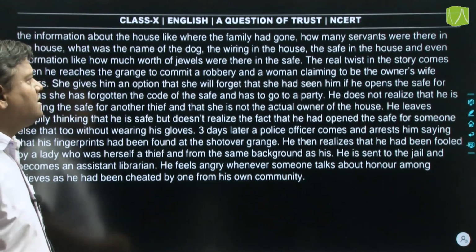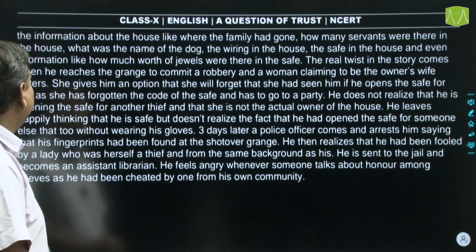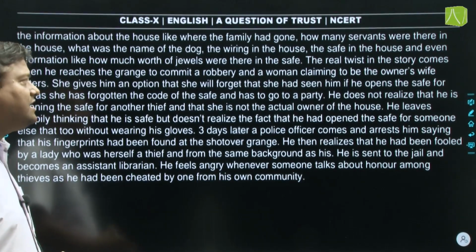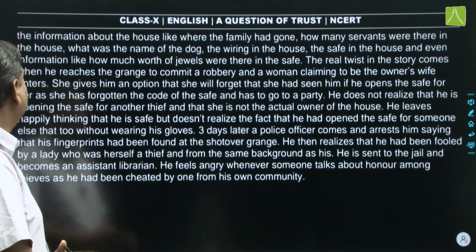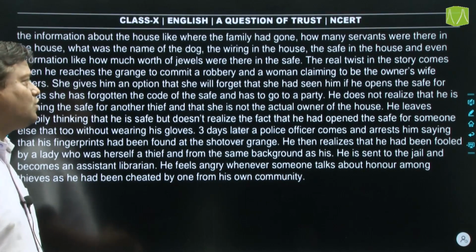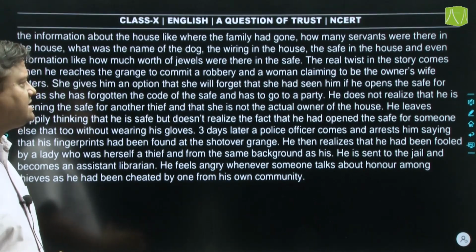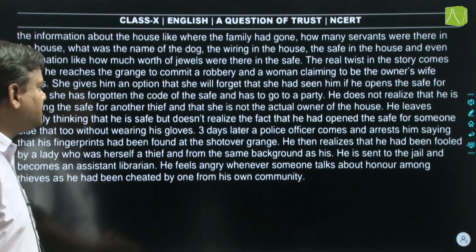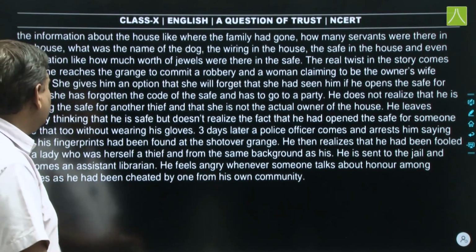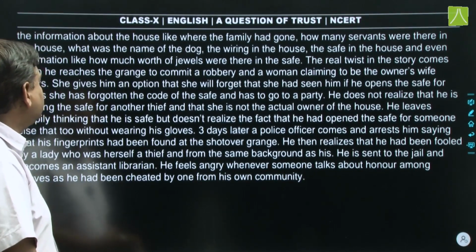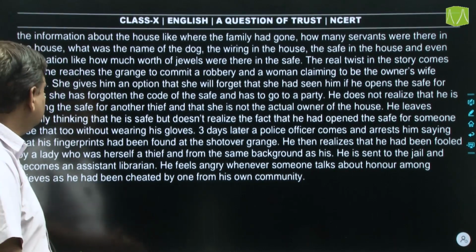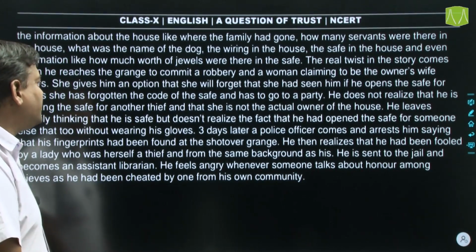and a woman claiming to be the owner's wife enters. She gives him an option that she will forget that she had seen him if he opens the safe for her, as she has forgotten the code of the safe and has to go to a party. He does not realize that he is opening the safe for another thief and that she is not the actual owner of the house. He lives happily thinking that he is safe, but doesn't realize the fact that he had opened the safe for someone else, that too without wearing his gloves.